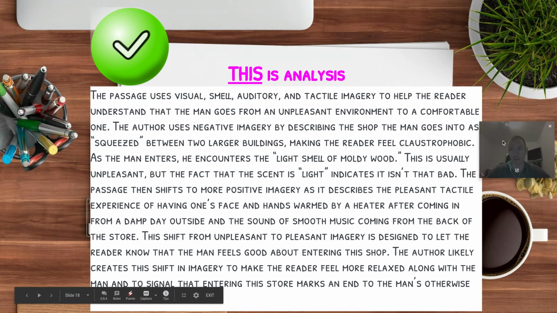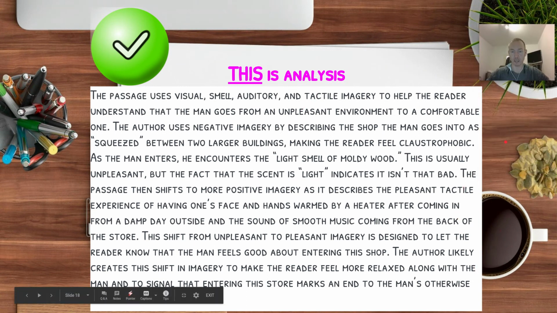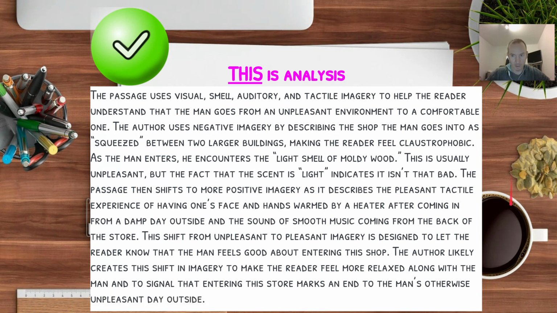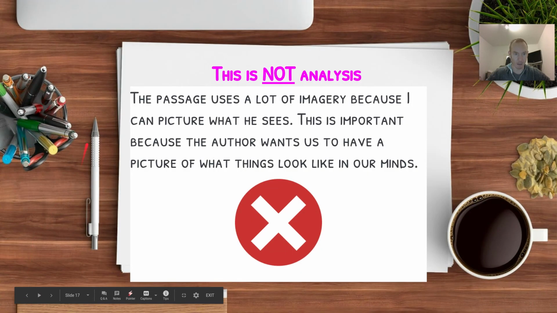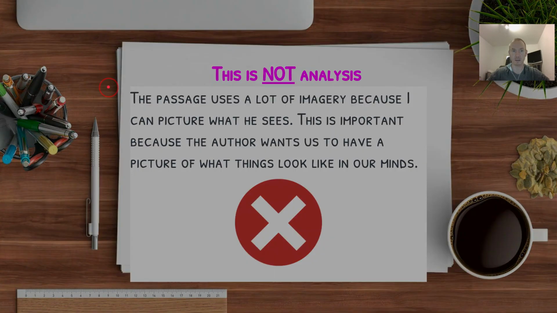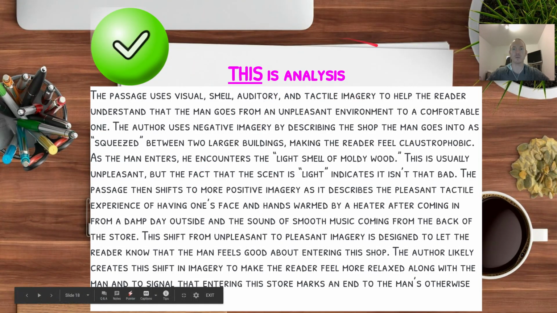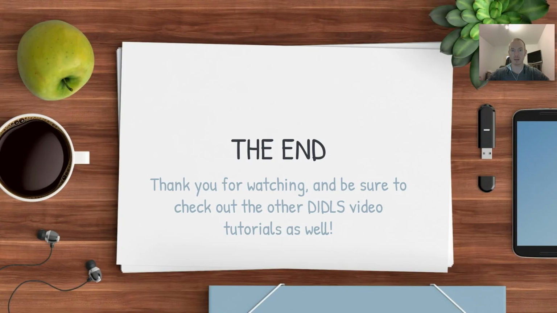Again, just like you saw in the example I gave you for diction, proper analysis requires you to write much more than simply the obvious. Okay, this gets you nothing really. This will help you demonstrate that you know what you're talking about and that you know how to analyze a passage. All right, so that is the end of the video for diction and imagery.